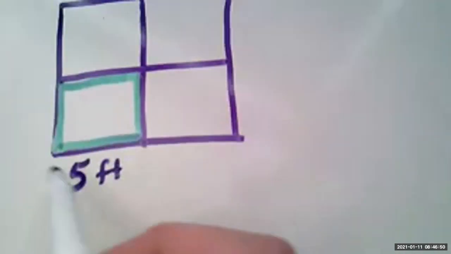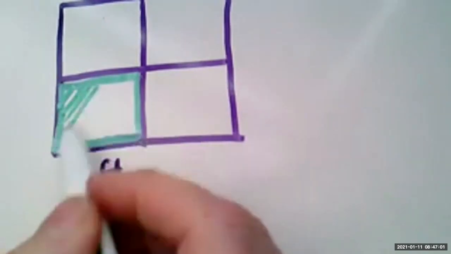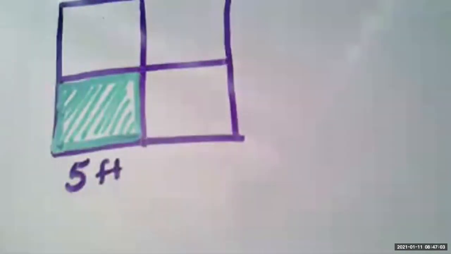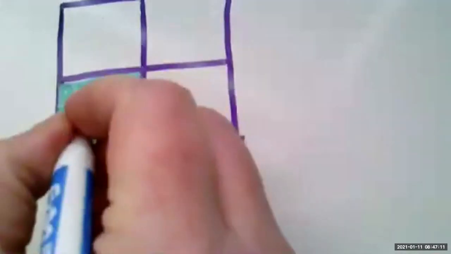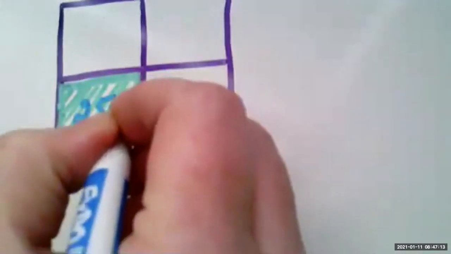If one of the squares has a side of 5 feet, then how much would that one square equal? How much is that green square, just that one square right there? Yeah, absolutely. You would have 25 feet squared inside of this one.